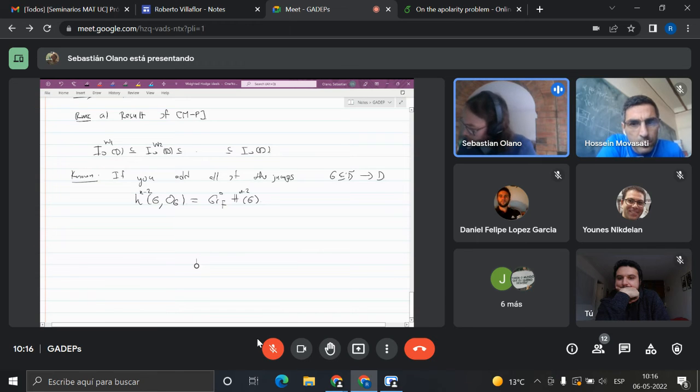Now, the question is, when are these results known? Well, there is a case in which this is known. This is a theorem from Ishii, '85.